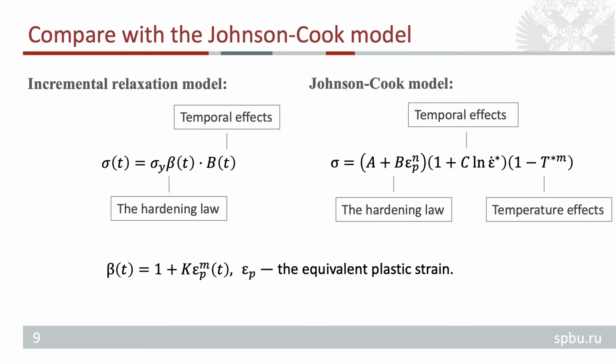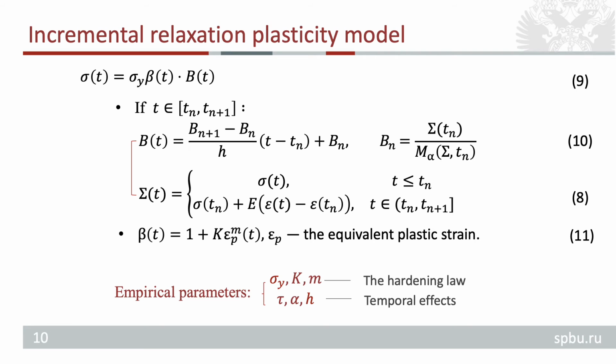Comparing the IRP model with the Johnson-Cook model, we take the Johnson-Cook hardening law into our model. So finally, we have the following incremental relaxation plasticity model with 6 parameters, 3 of which are associated with the hardening law, and the others connect with the temporal effects.